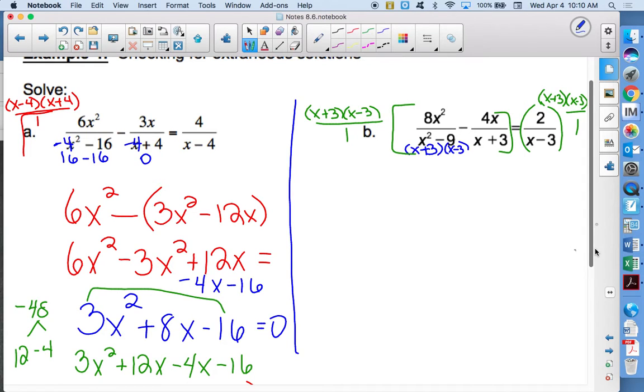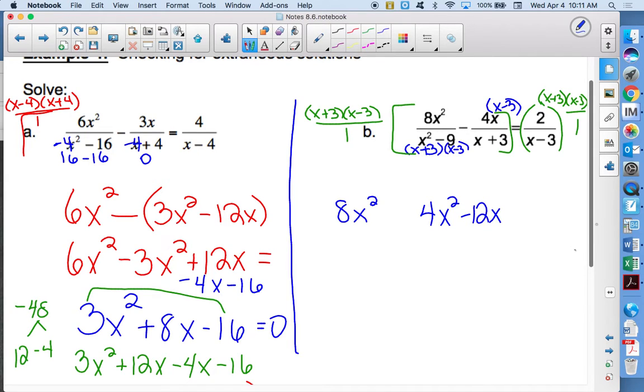So with the 8x squared over x squared minus 9, or x plus 3 times x minus 3, Izza, what would we be left with in that problem? Just 8x squared. Just 8x squared. So it has all of the common denominator. It doesn't need anything extra. How about the middle one? There is an x plus 3 in the denominator, so you would do x minus 3 times 4x. And then what does that become? 4x squared minus 12x.